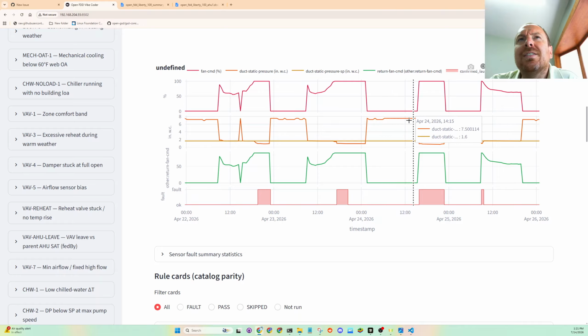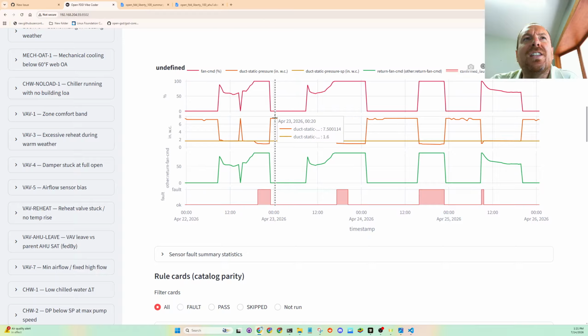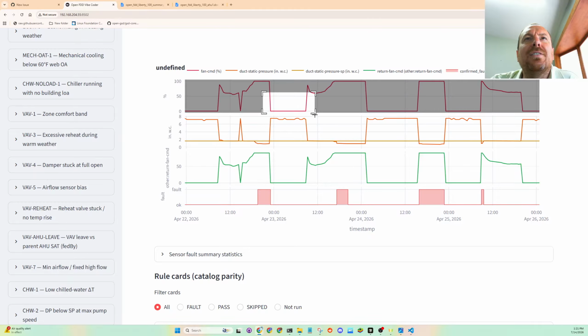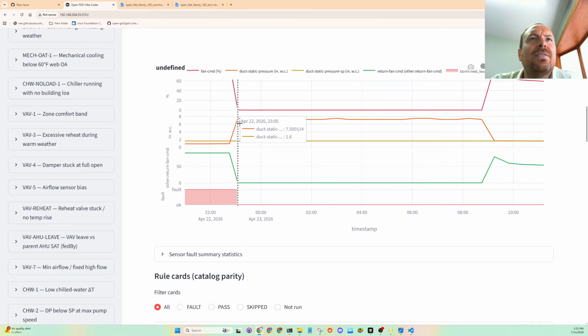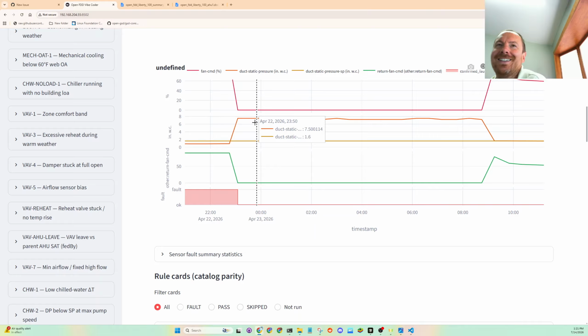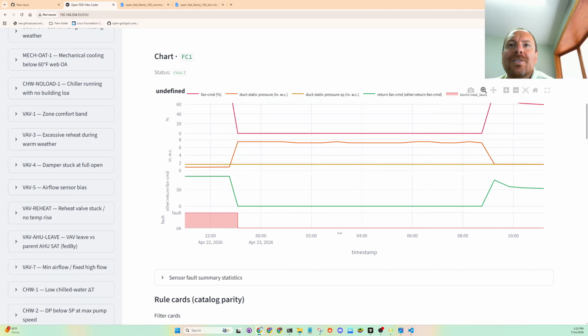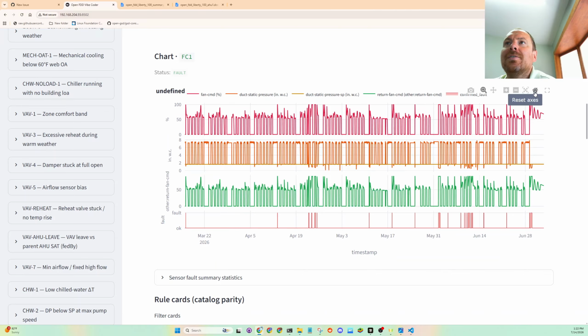Wow, look at this. This is actually duct static pressure reaching 7 inches of duct static. Okay, so there are some really odd things going on here too. Wow, 7 inches of duct static. So okay, what day? 23rd. Oh boy.